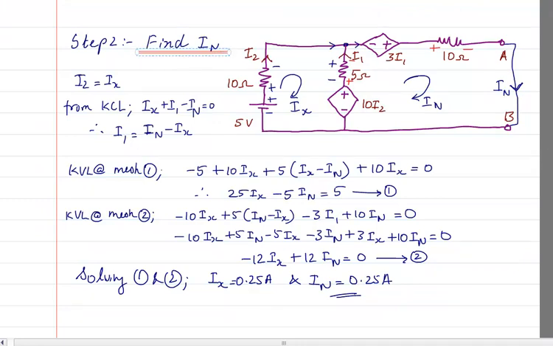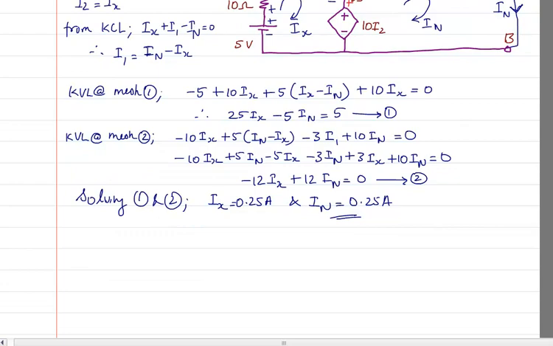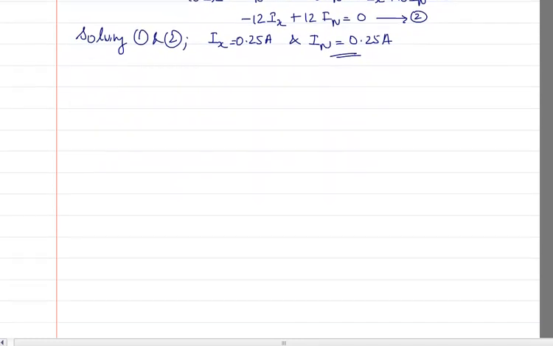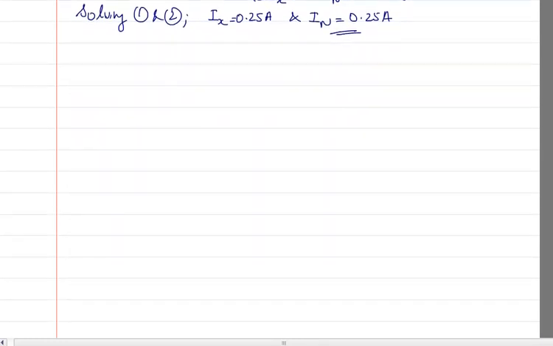So first step is to find VTH. Second step is to find In. Now coming to the third step. Third step is to find Rn. So step 3 is find Rn. And there is no problem at all.